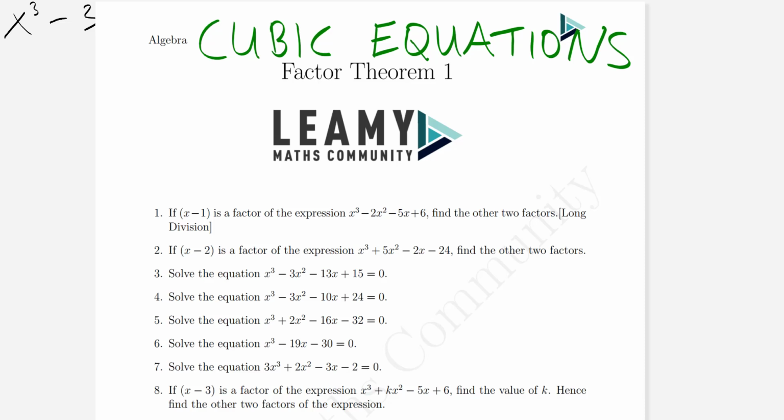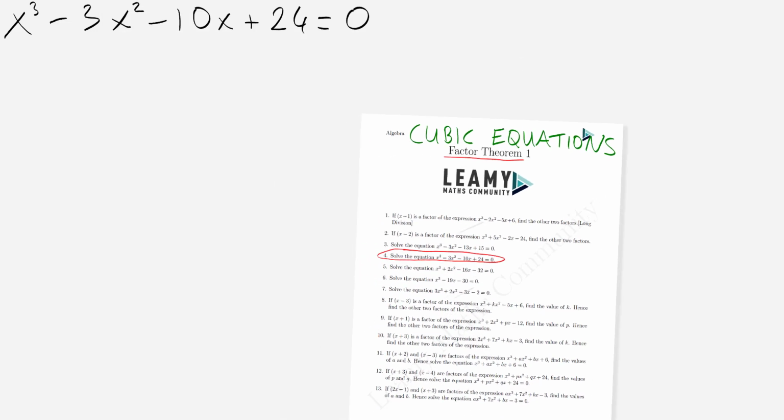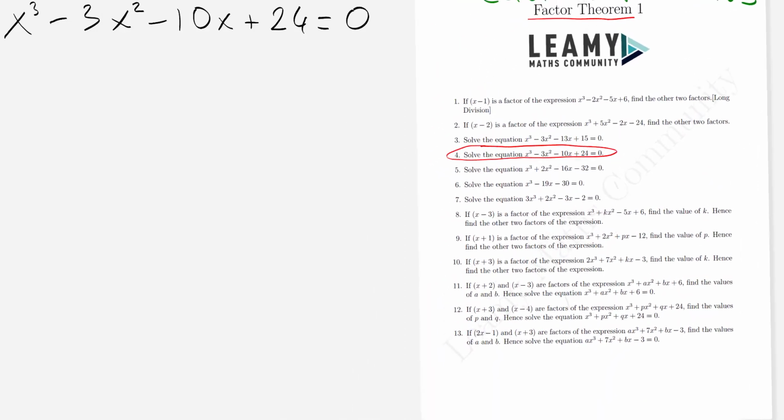So let's look at some cubic equations and how they relate to the factor theorem and functions. The easiest way to do this is just through an example. So I'm going to take this question 4 here, and I'll explain everything using question 4 as an example. Question 4: x cubed minus 3x squared minus 10x plus 24 equals 0. So this is the question that we're looking at.